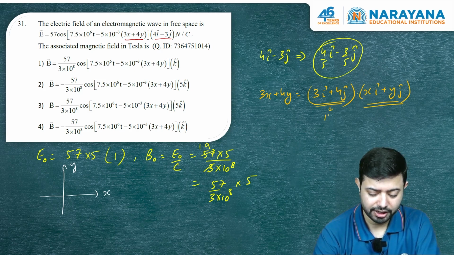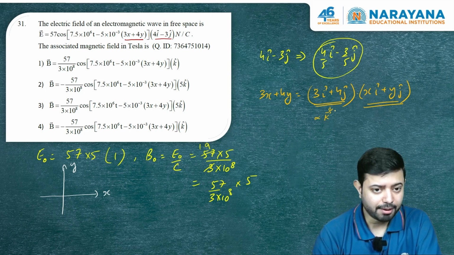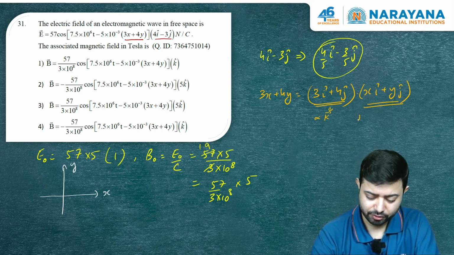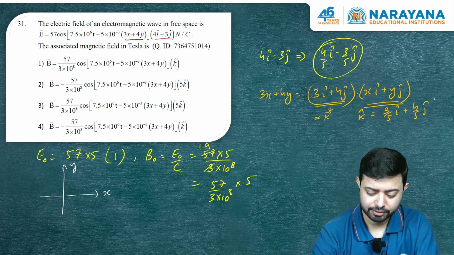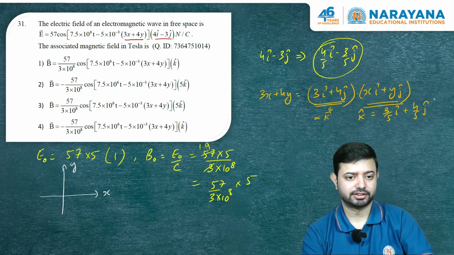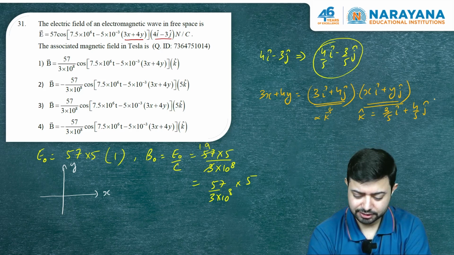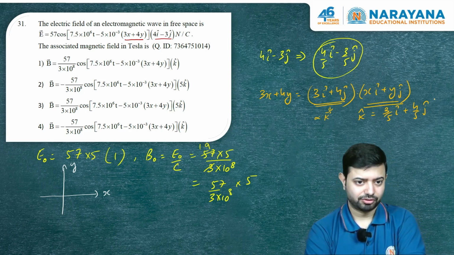The k vector direction is proportional to that particular k vector. So which direction is the k cap then? It is simply 3 by 5 and 4 by 5. What is my k cap direction vector? k cap will become 3 by 5 i cap plus 4 by 5 j cap. So this is the propagation direction, k cap.